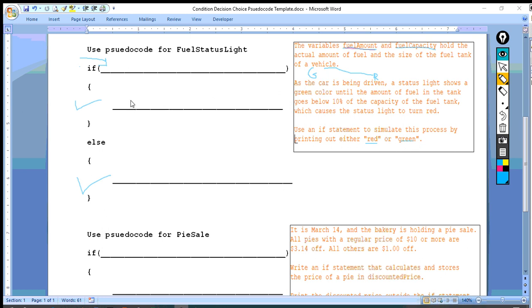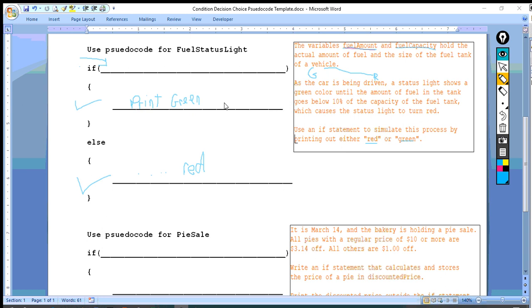And so the first choice could be what's going to cause it to print green. Now you could actually have it say print red first, either one. We'll go ahead and do it this way, but again, you can do it either way. And the other one is going to be print red. So those are the two choices.